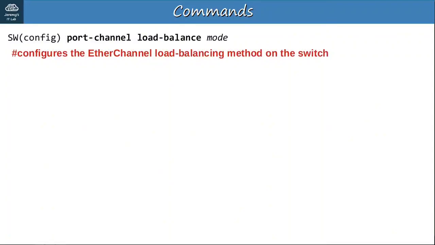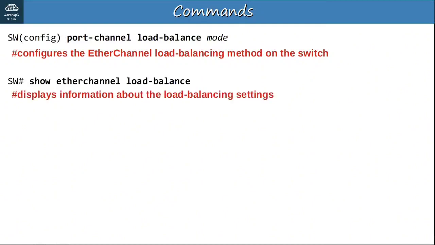Okay, let's quickly review the commands we covered. First is port-channel load-balance, followed by the mode, which depending on the switch model, can involve MAC addresses, IP addresses, or layer 4 port numbers, using either the source, destination, or both source and destination in the calculation to determine which physical interface is used to forward any specific flow of traffic. To view the current EtherChannel load balancing configuration, use show etherchannel load-balance.